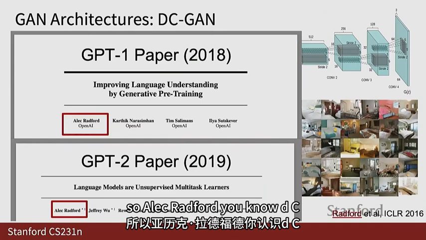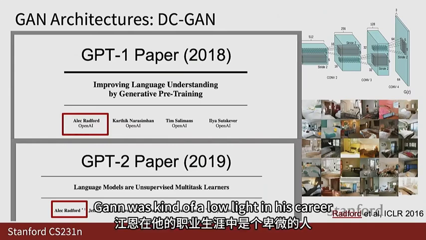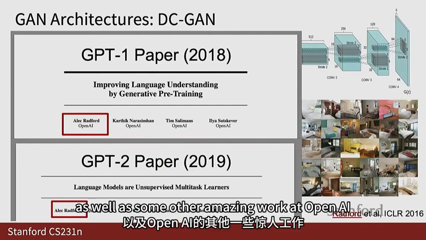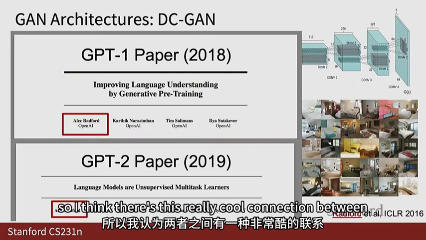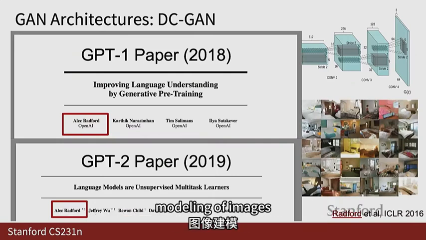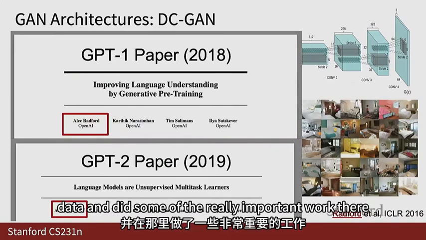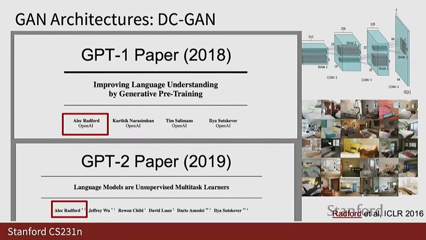GPT. So Alec Radford, DC-GAN was kind of a low light in his career. He went on to do GPT-1 and GPT-2, as well as some other amazing work at OpenAI. So I think there's this really cool connection between people that were working on generative modeling of images actually jumping over to do generative modeling of discrete text data and doing some of the really important work there.